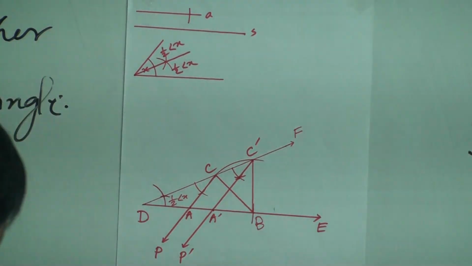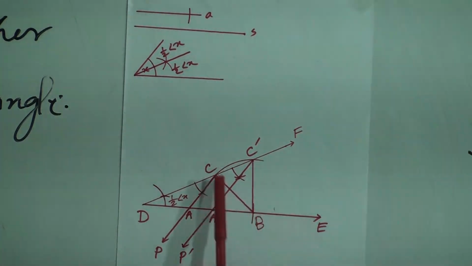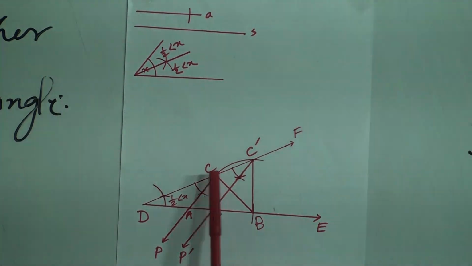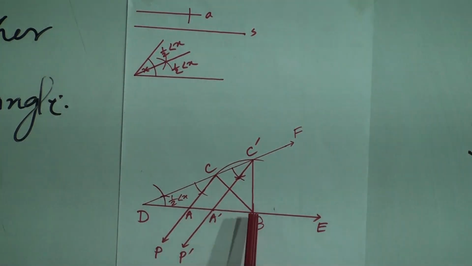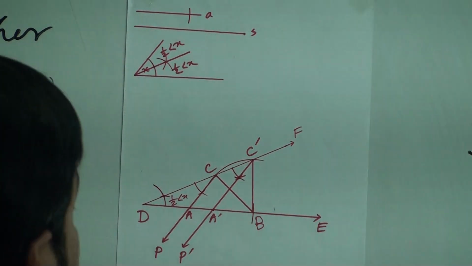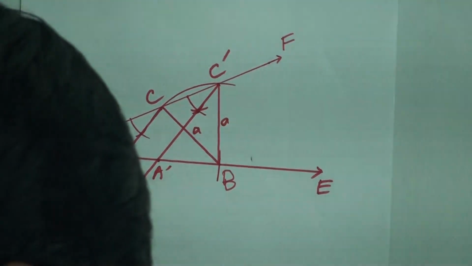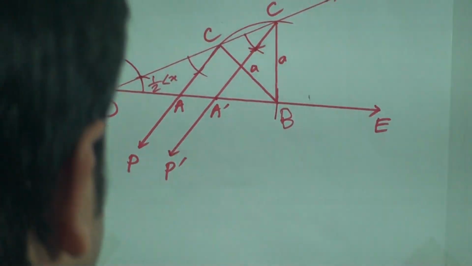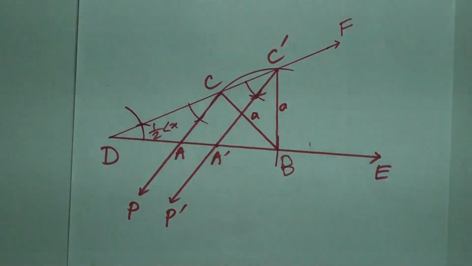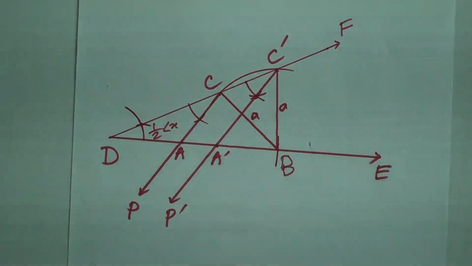So here two triangles are produced. One is ABC, which is our required triangle, and another one is A prime B C prime. This is also our required triangle. Now I'll explain how these two triangles will be the required triangles. But before explaining, I'll write the description of construction.